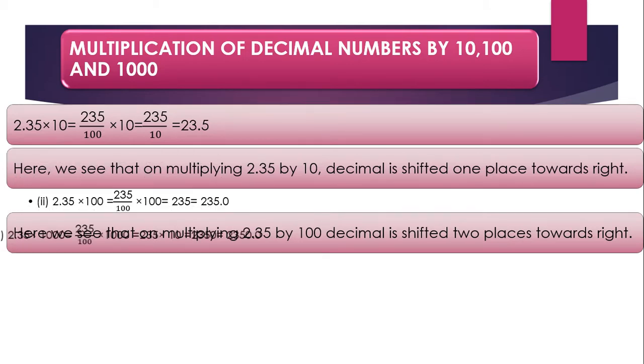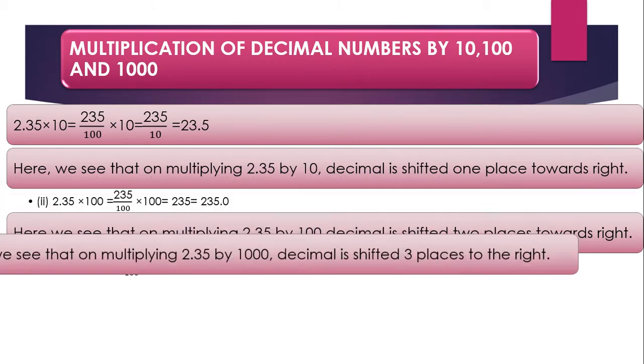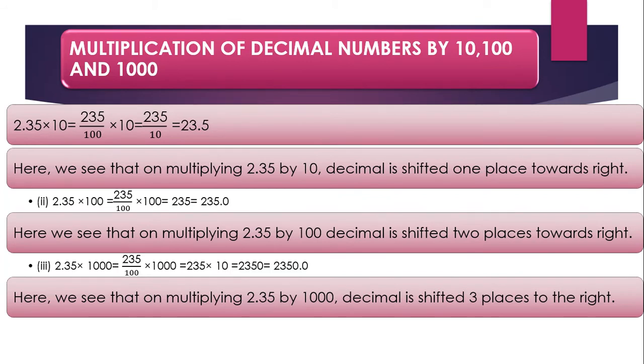See here, 2.35 into 1000 equals 2350. Again the decimal is shifted one digit to the right. Lastly, here we see that on multiplying 2.35 into 1000, the decimal is shifted 3 places to the right, and we write 2.35 into 1000 equals 2350.0. So we know that when the number of zeros increases, the decimal is also shifted to the right according to the zeros when multiplying any decimal number.